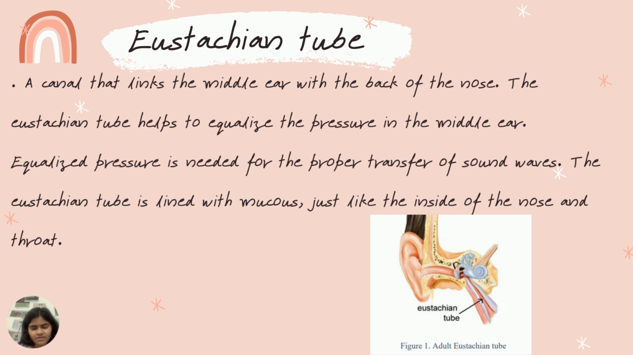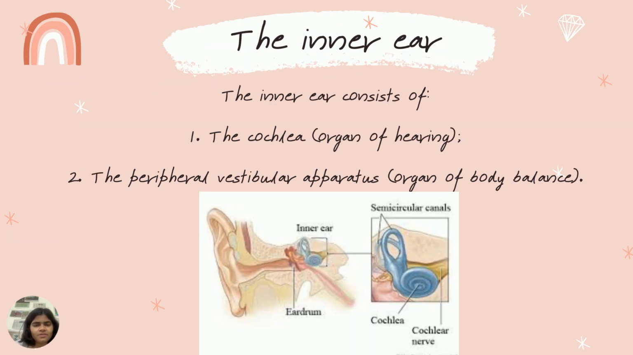Now we will talk about the eustachian tube, which is here. This was our external ear, this was our middle ear, and this is the eustachian tube. This canal links the middle ear with the back of the nose. It helps us equalize the pressure in the middle ear, and this is its function. Now, talking about the inner ear, it has two parts: the cochlea, the organ of hearing, and the peripheral vestibular organ of body balance.